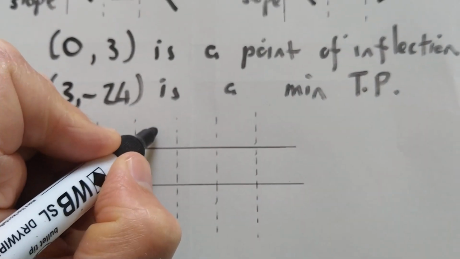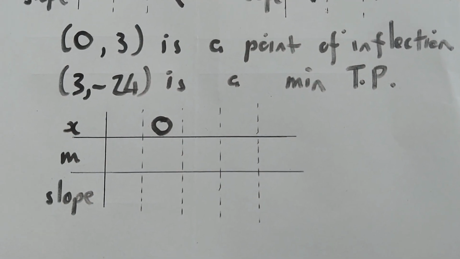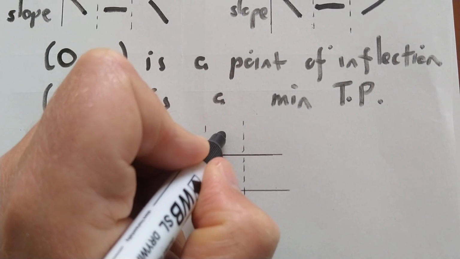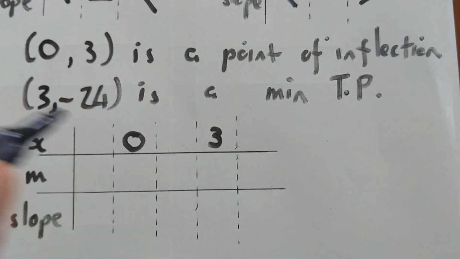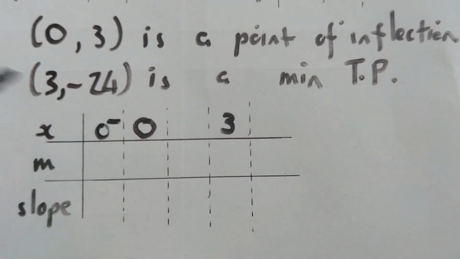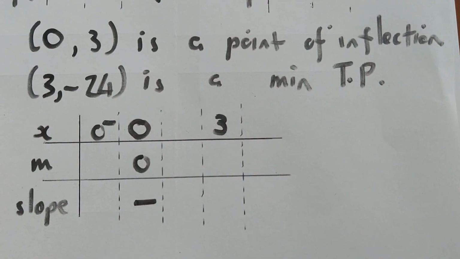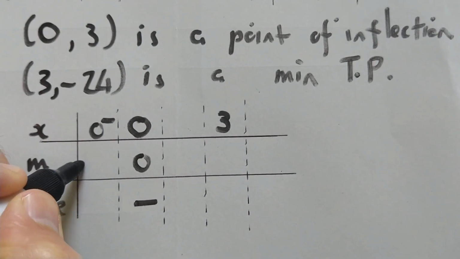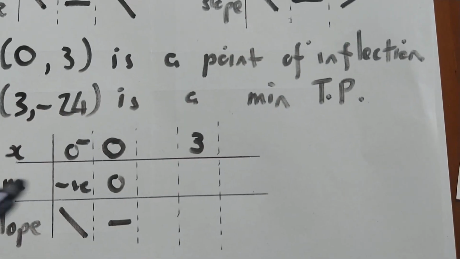And they say, here is my first stationary point. Make sure you put the smaller number first. Here is my second stationary point. Right, my number is less than 0. And that was 0, and that was horizontal. And this we already worked out was negative. So that was slope going down.